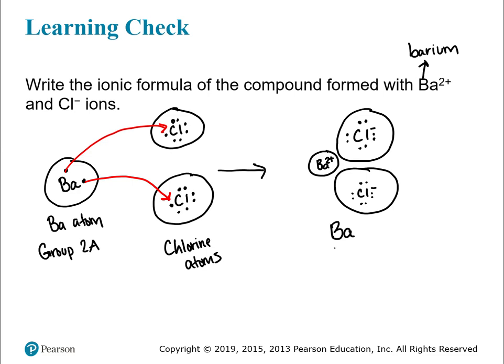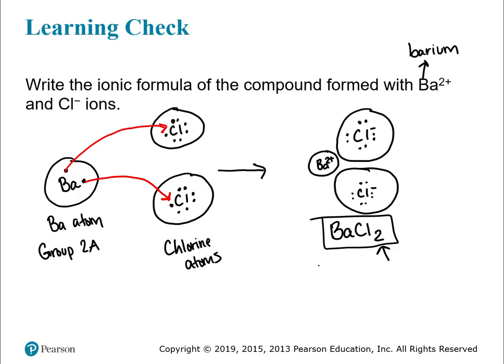We've got one barium and two chloride ions. That's what the 2 is. This is our ionic formula. It's got 1 barium and 2 chlorides.